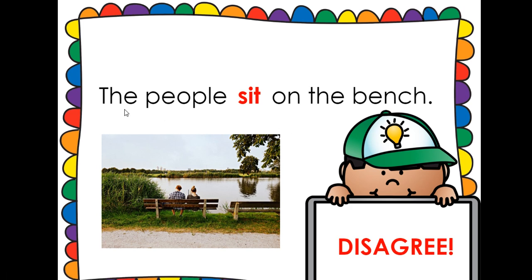So let's read the sentence now that the verb patroller gave us the right verb. The people sit on the bench. That makes much better sense. Sit, not sits. The people sit on the bench. We did not need the S at the end of sit. Okay, let's look at our next sentence.